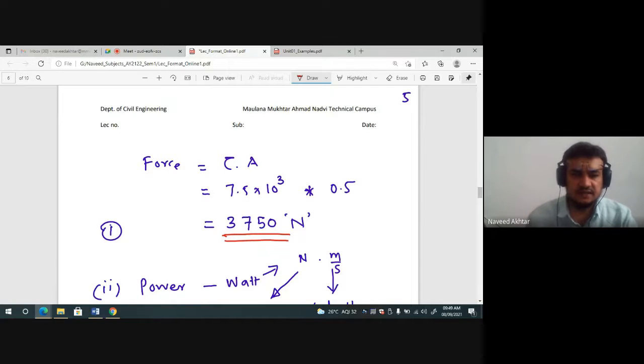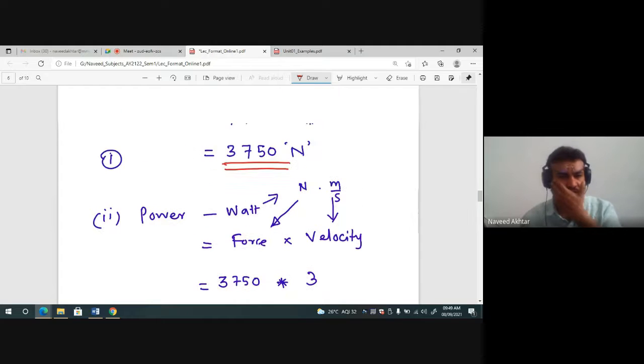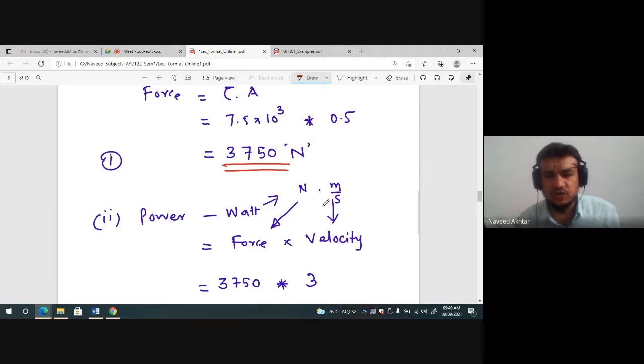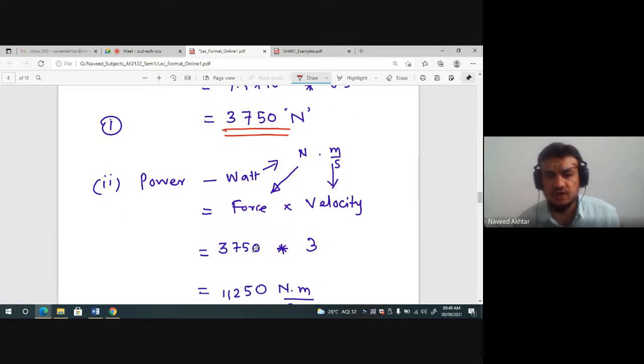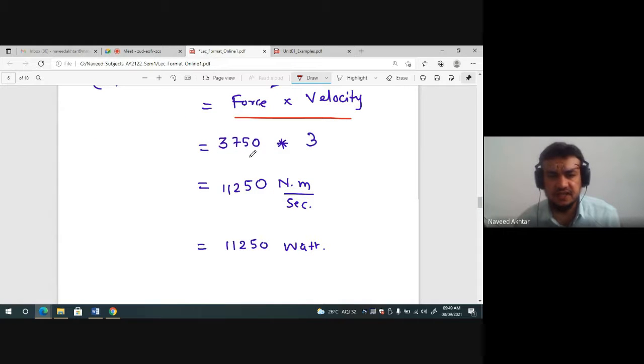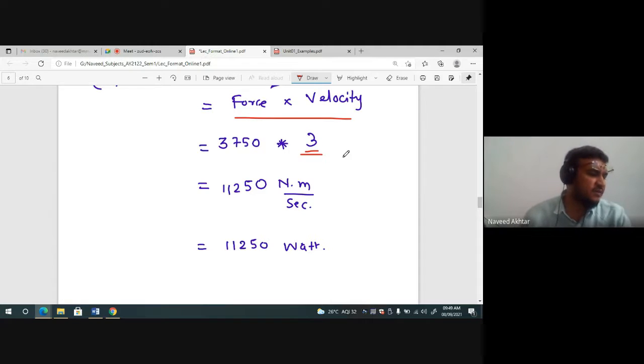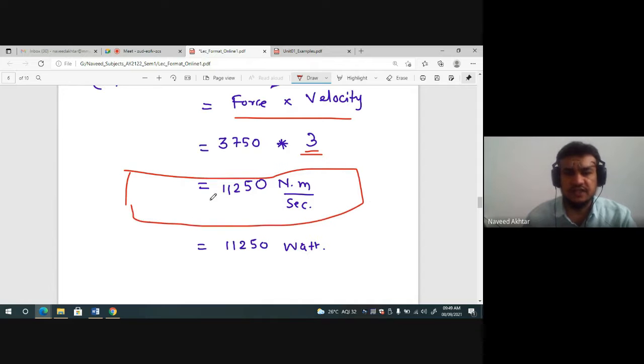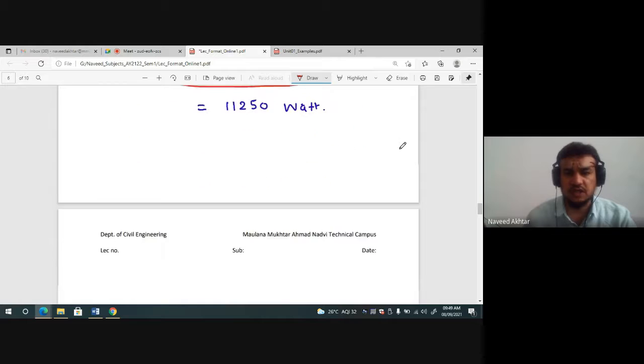Okay, and then you can find out the power. Power in watt is Newton meter per second. Newton is nothing but force. Force into velocity is nothing but power. Multiply with the velocity which has to be maintained at that force. So we have to maintain the velocity of 3 meter per second. So 3 meter per second into the force, you will get the power required to maintain the velocity of 3 meter per second. So this is the power P in watt. Okay. So likewise, you have to solve the example.